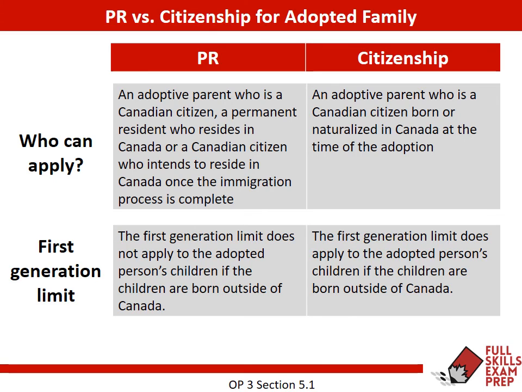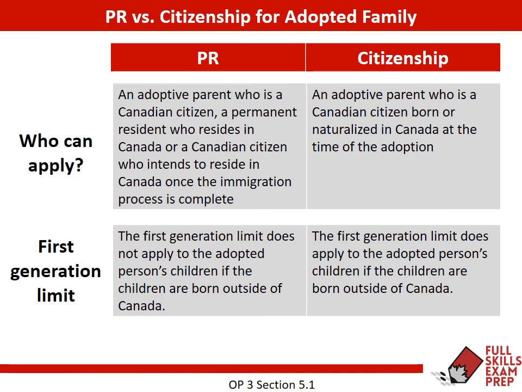Now, let's say that they want the child to gain citizenship right away. Then the sponsor has to be in a little bit of a different situation. So the adoptive parent has to be a Canadian citizen who's born in Canada or naturalized in Canada at the time of the adoption. So essentially, a permanent resident wouldn't be able to help their newly adopted child gain citizenship right away.